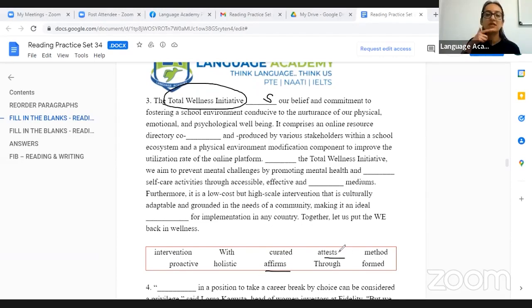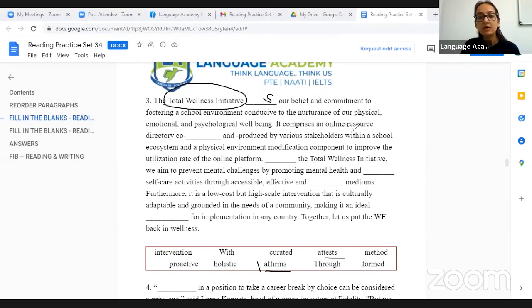So attest is that we use attesting the documentation means getting it stamped from an organization or a person also that I know this person and whatever is written is true. So in that form, we use the word attest basically with documents. But this is total wellness initiative. So the answer will be affirms. Affirms in a way means confirming something, that it also says yes to something, that this initiative fosters our belief, it promotes the belief and commitment. So in that sense, we can use the word affirms here.